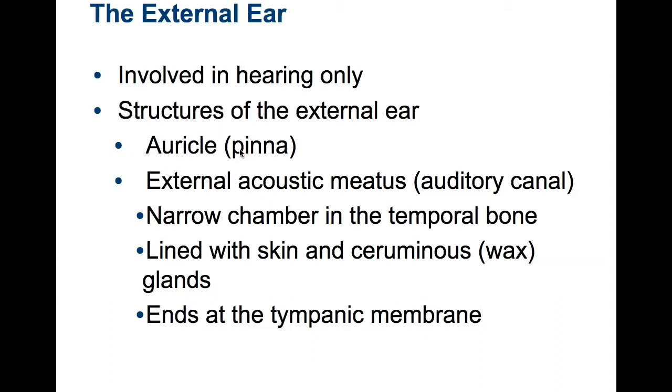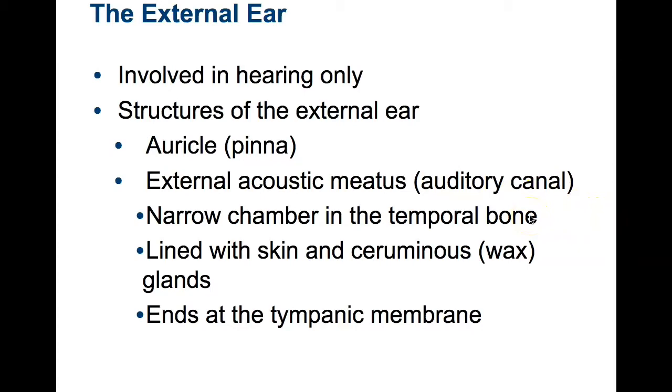And once those sound waves do catch on to the auricle, they're going to travel through the external acoustic meatus. In other words, the auditory canal. That's generally where, if you ever put a Q-tip in your ear or something like that, that's what we're talking about here. It's a narrow chamber and it even goes through the temporal bone.